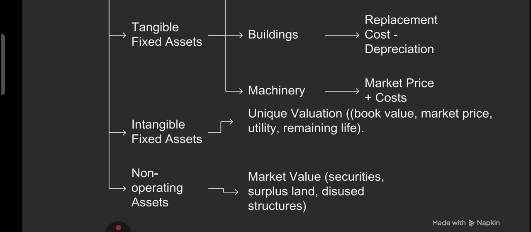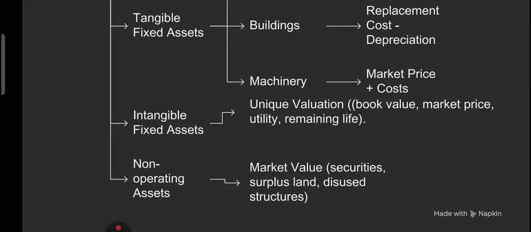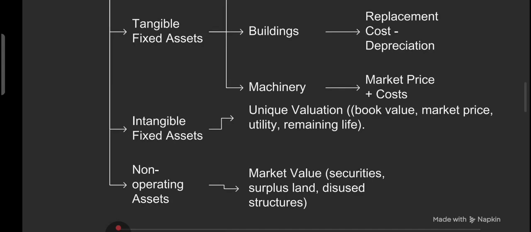What about intangible fixed assets, like patent, trademark, goodwill? They require unique valuation methods, like book value, market value, utility to the business, or remaining useful life. There is a separate chapter for valuation of intangible fixed assets. And finally we have non-operating assets, meaning those assets which are not used in daily operation, like surplus land or an unused building. They are valued at the market value, meaning what they could sell for currently, right? Like securities, surplus land, disused structures, etc.